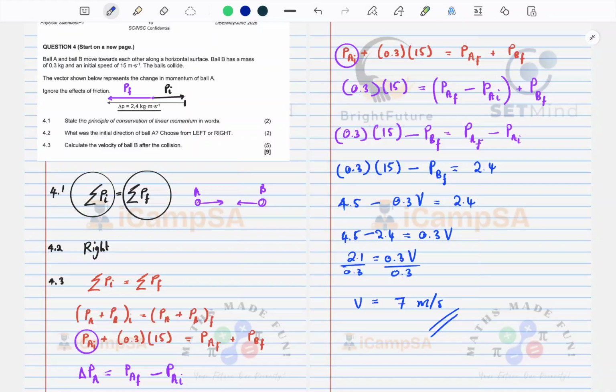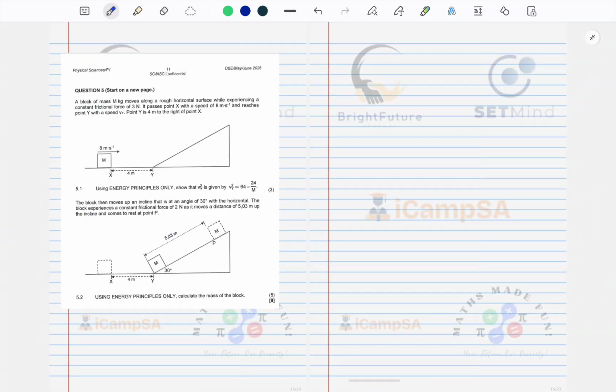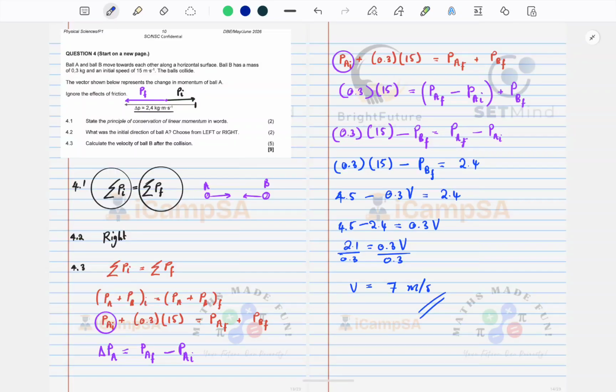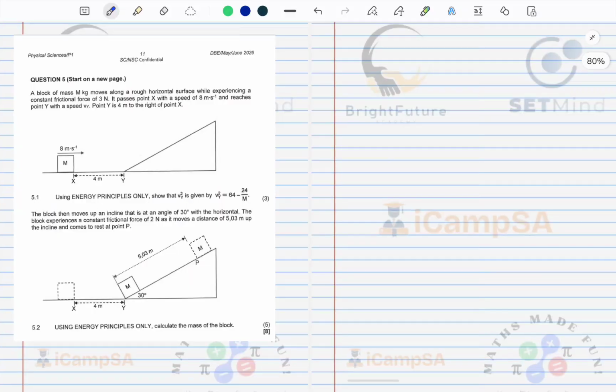Okay, let's see what the next question holds for us. So question 5. This was question 4. Question 5, we have work, energy and power.